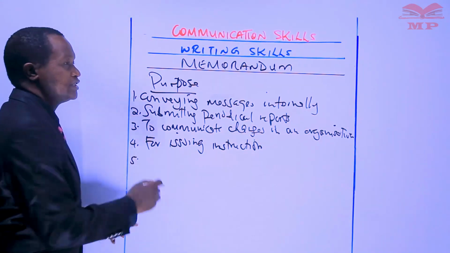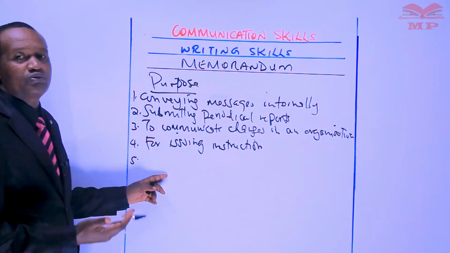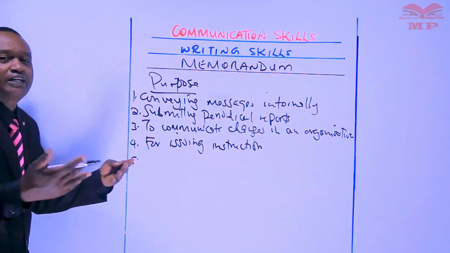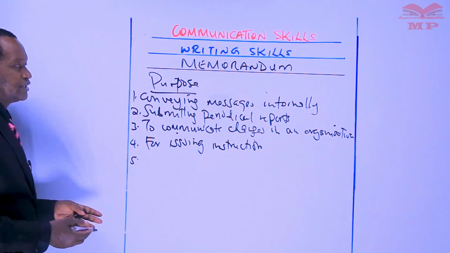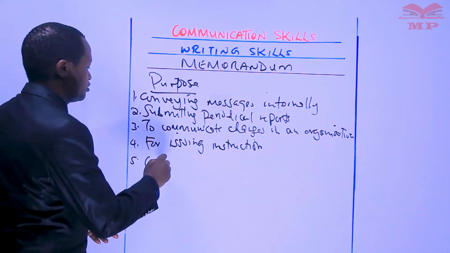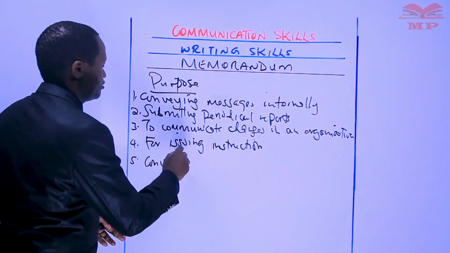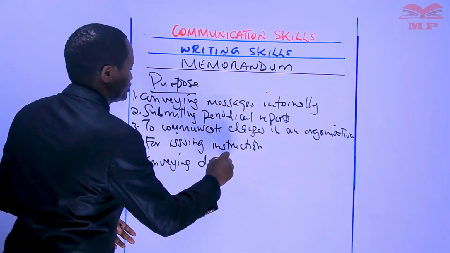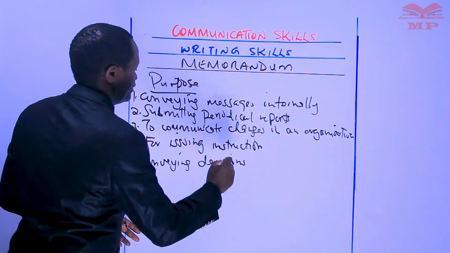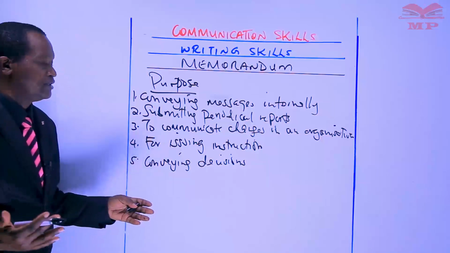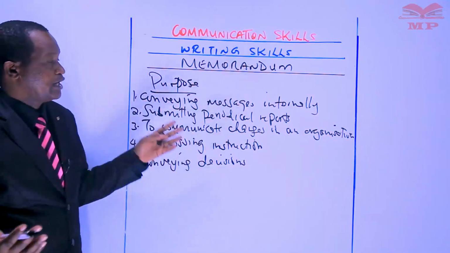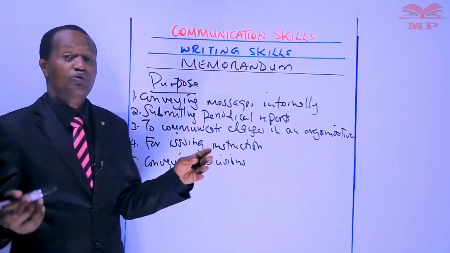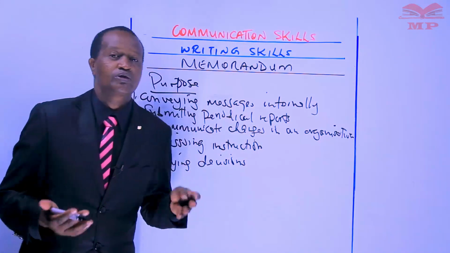Number 5 is conveying a decision. Conveying a decision that is made within the company can also be another purpose. If a decision is made within the company and that decision has to be communicated to the staff, then a memorandum can be used to convey such decisions.